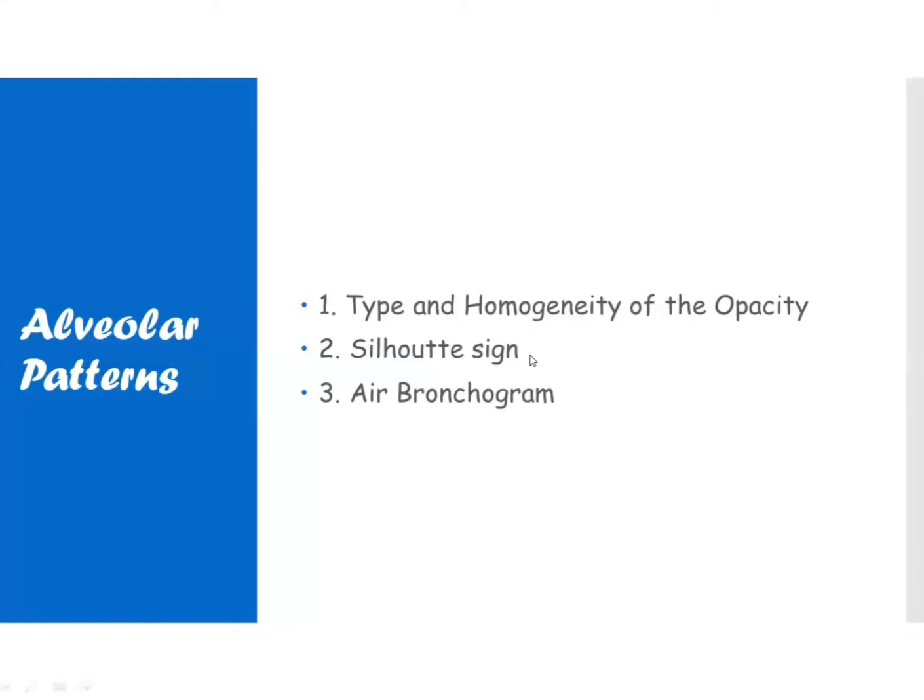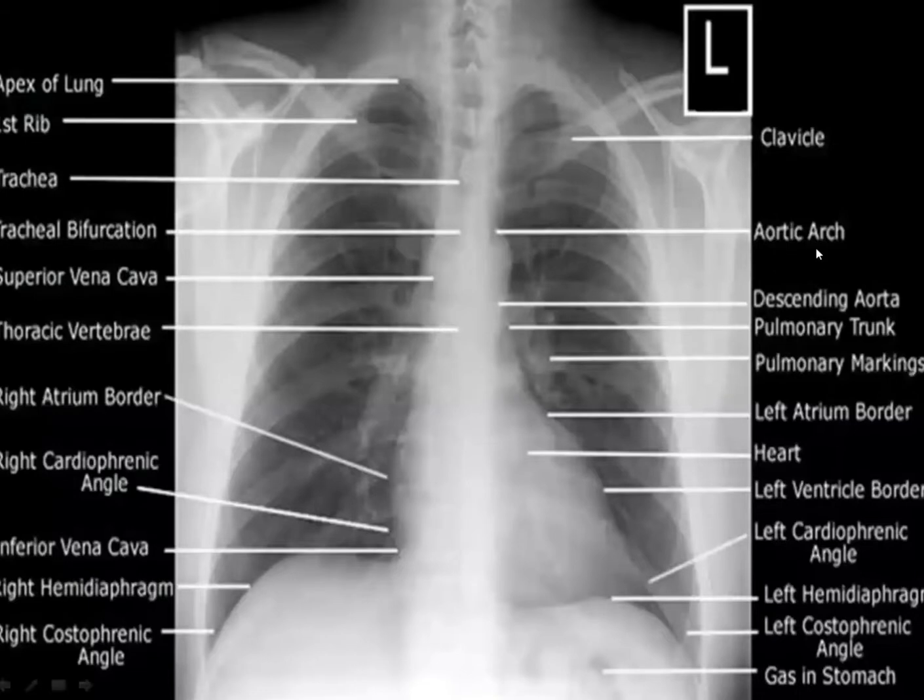Then the silhouette sign. So what's that? That's basically seeing the outline of tissues. This is the silhouette sign, the cardiac silhouette. This is the right border. This is the left. So this is what the silhouette sign is. You'll notice in some lung pathologies, the silhouette sign will be obliterated.